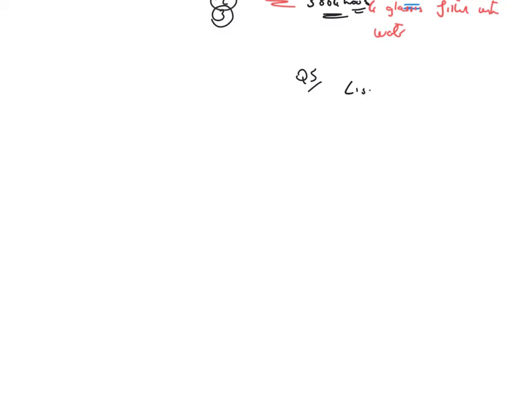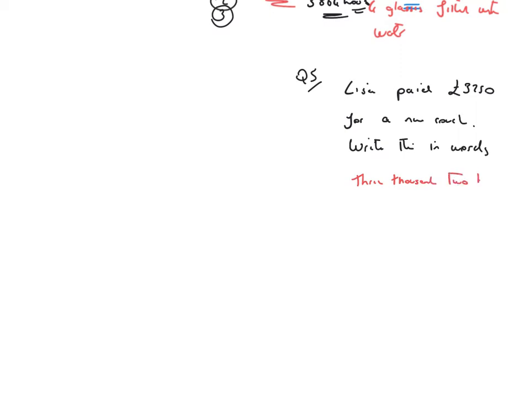Okay, question 5. Lisa paid £3,250 for a new couch. Write this in words. Okay, dead easy. £3,250. So all in words, make sure you don't use digits.